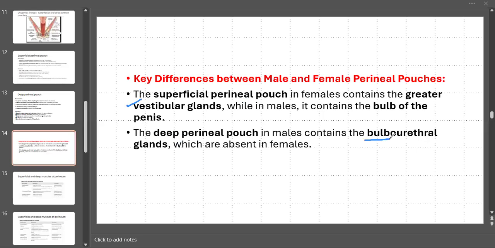Many times these are repeated: bulbourethral gland is present where? So you will say deep perineal pouch. And then they say greater vestibular gland or Bartholin gland, the anatomical location is where? Then you will say superficial. So don't confuse between these two. Okay? Don't confuse between these two.